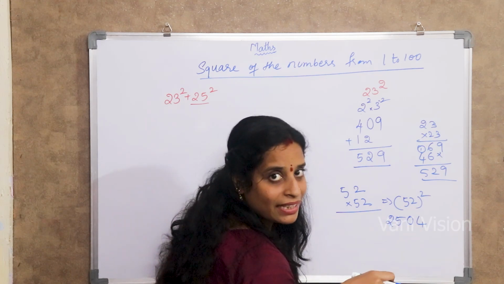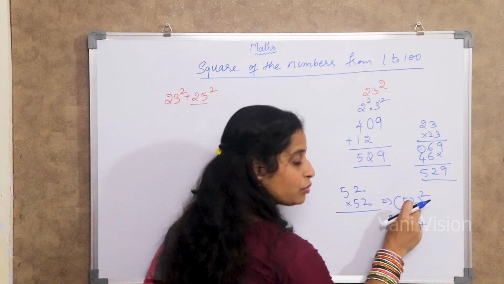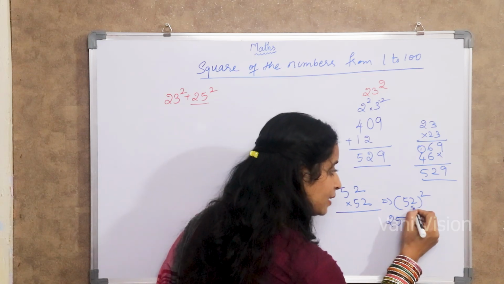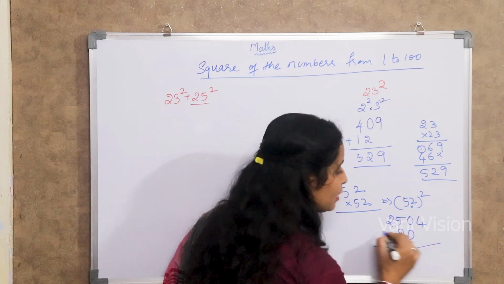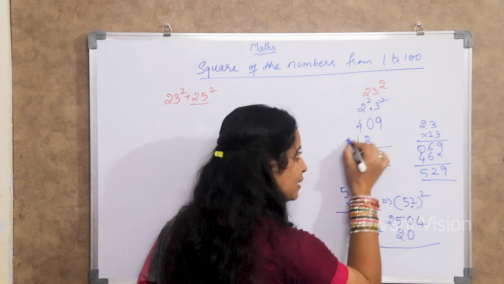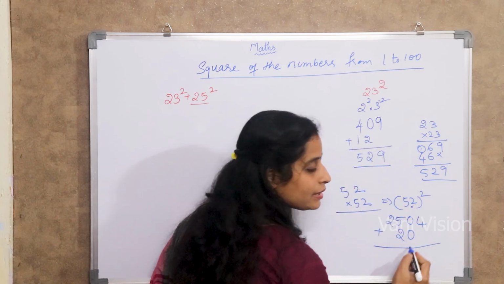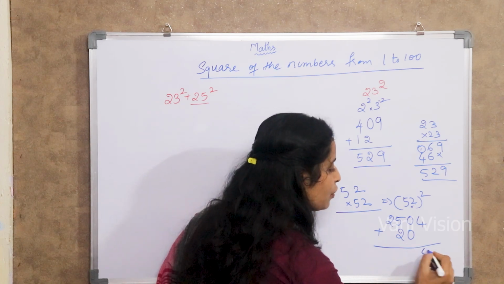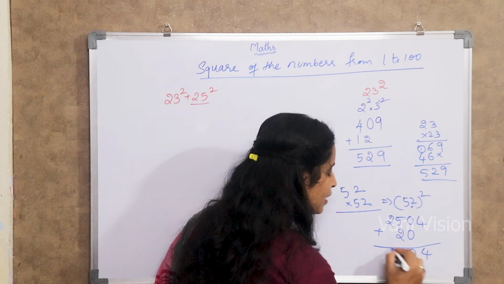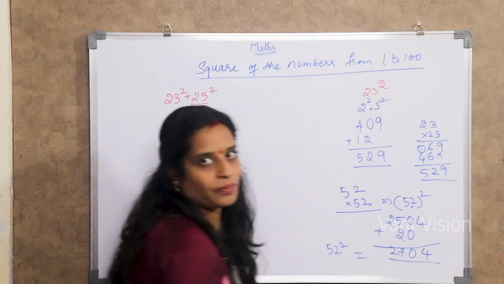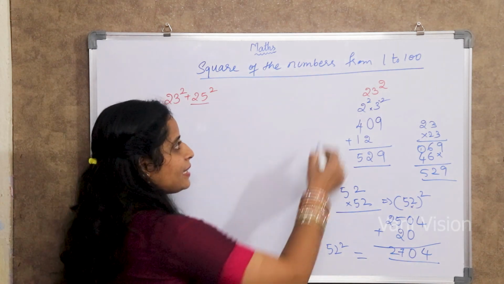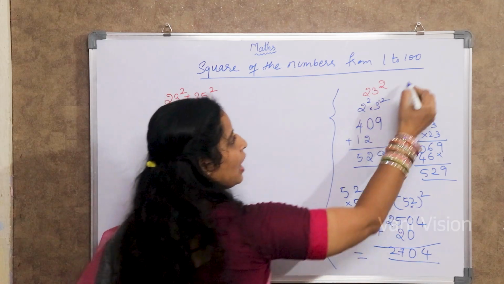Now we have to multiply it, right? 5 2s are 10. 10 2s are 20. In the middle you have to write. See, when 3 digits are there, like this you should write. When the 4 digits are there, in the middle you should write. 4, 0, 7, 2. What is 52 square? 2704. Clear?